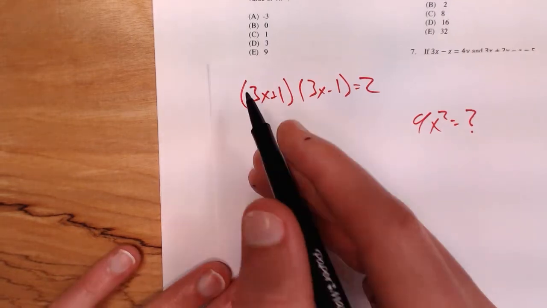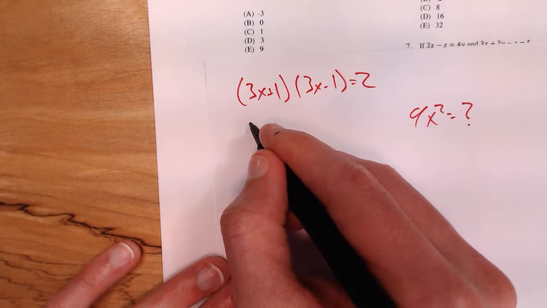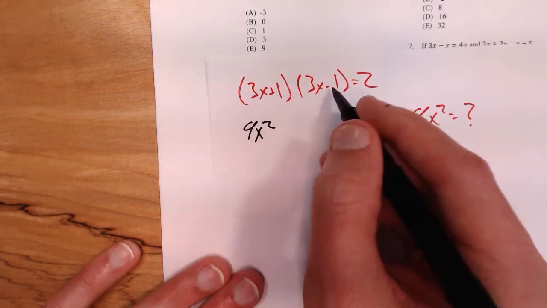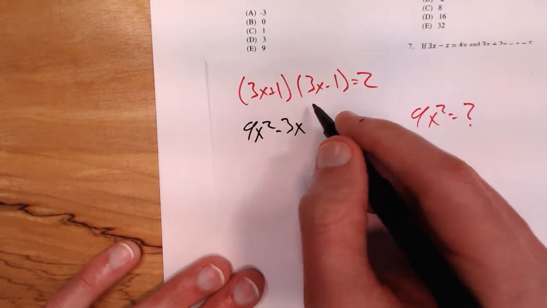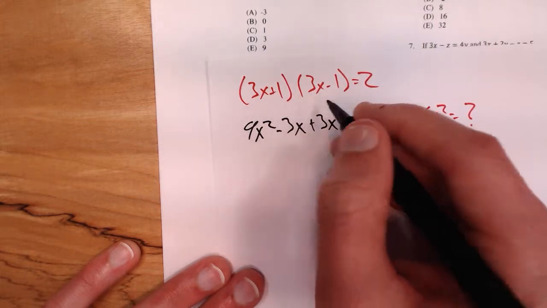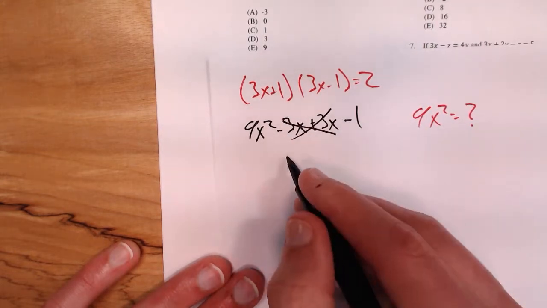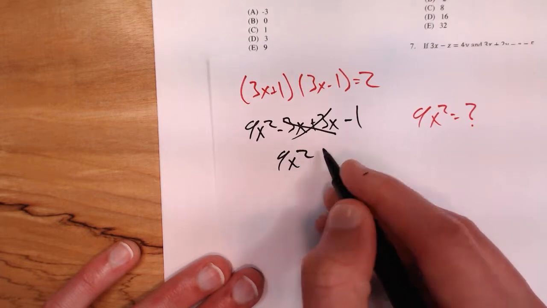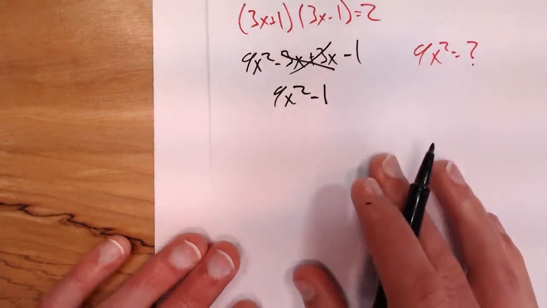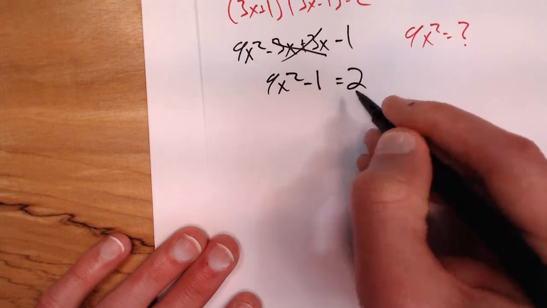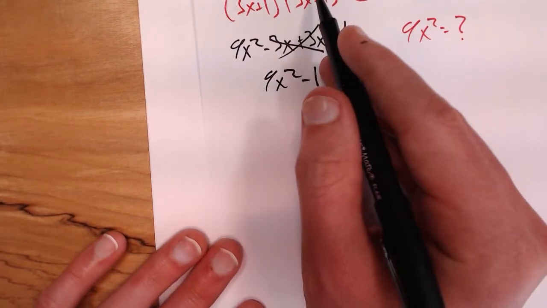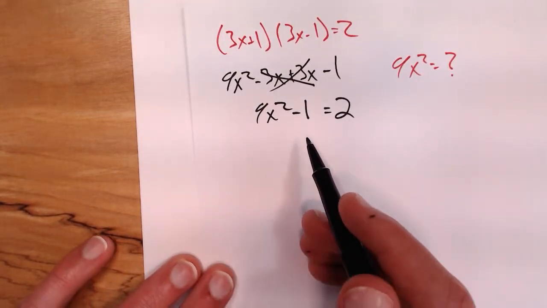So let's FOIL. So 3x times 3x is 9x squared. 3x times minus 1 is minus 3x. 3x times plus 1 is plus 3x. 1 times minus 1 is minus 1. These two cancel, as we expect for a difference of squares like this. So that is our original function before it would have been factored. And now we're actually almost there.